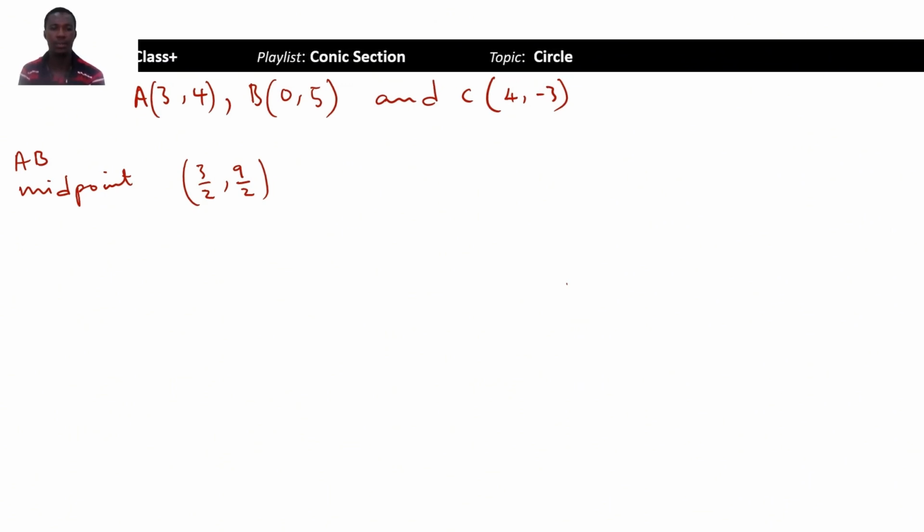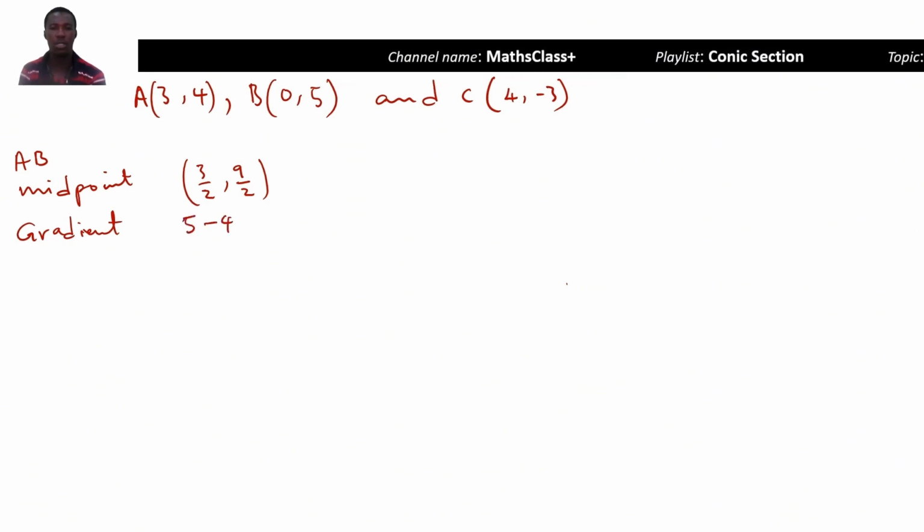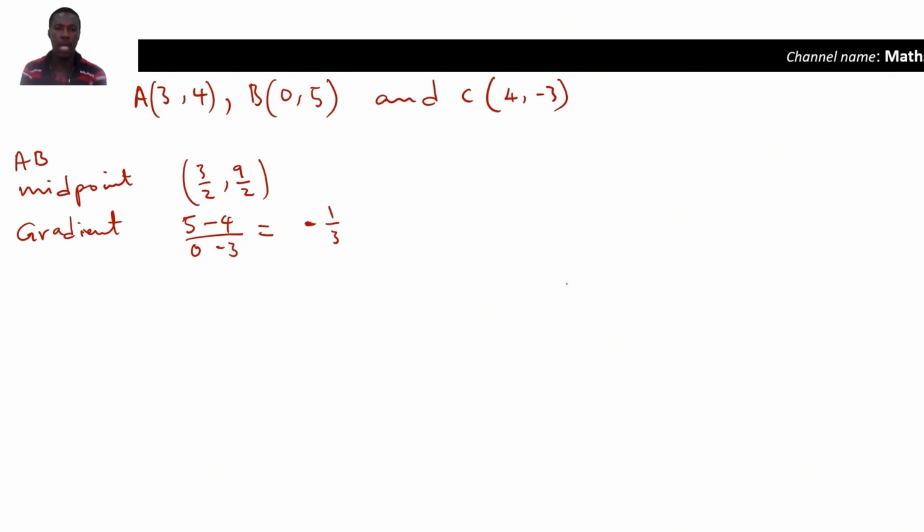Now the gradient. So the gradient is change in y over change in x. So we say 5 minus 4 divided by 0 minus 3. And this one will be 1 over negative 3. So negative 1 over 3. That is the gradient. So a line perpendicular to this one, perpendicular to AB, will have a gradient of positive 3. So that is our line. And that line is also passing through the midpoint.